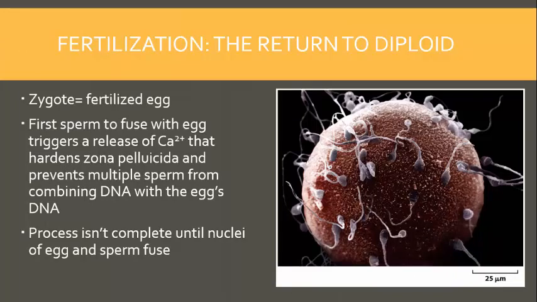This whole process starts the production of a new individual when a sperm and egg fuse together to combine their DNA. When the first sperm penetrates the egg, a calcium release is triggered that hardens the outer shell of the egg, known as the zona pellucida, and prevents further sperm from entering the egg and contributing more DNA than a zygote would need. Fertilization is considered complete when the nuclei of the egg and sperm fuse. This is the end of this topic.